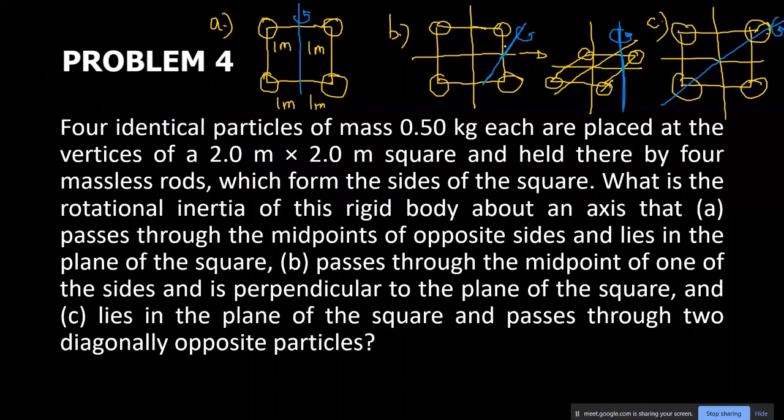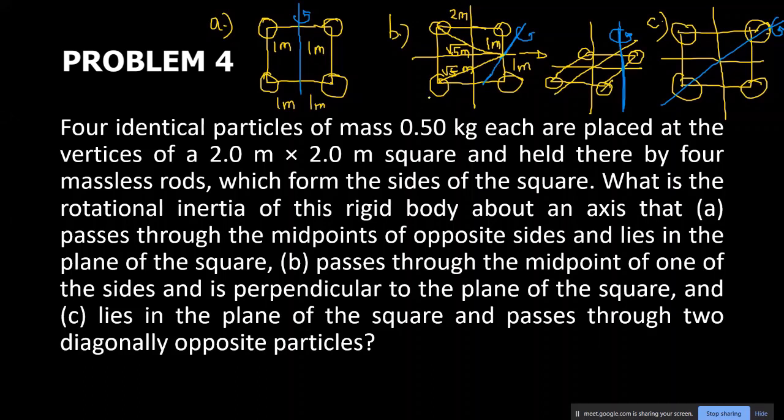For letter B, the distance of these is 1 meter again. This is also 1 meter, so there are two. For the others, the distance is the shortest distance, which is this. You will use the Pythagorean theorem here. This is 2 meters, this is 1 meter. So 2 squared plus 1 squared is square root of 5. This one is also square root of 5 meters.